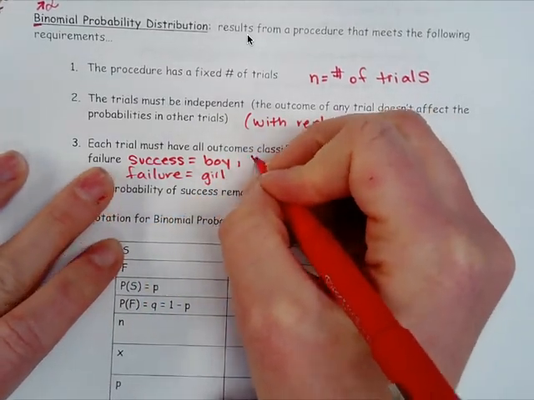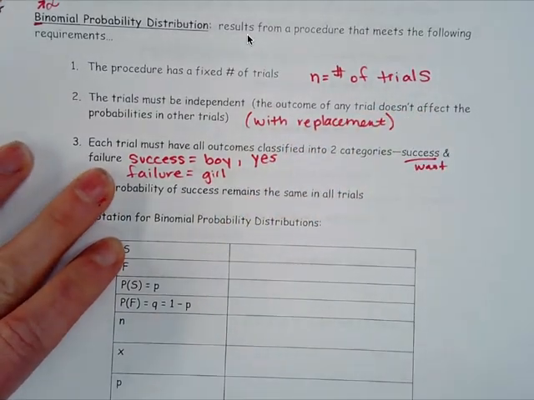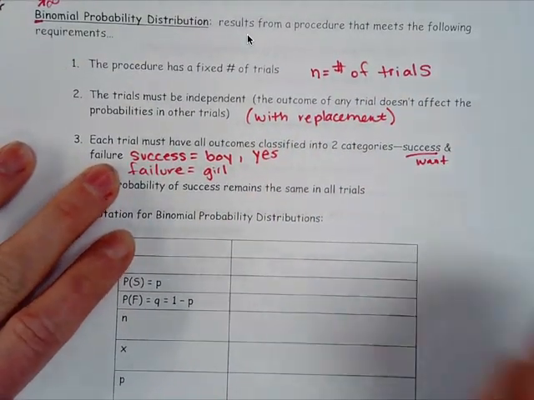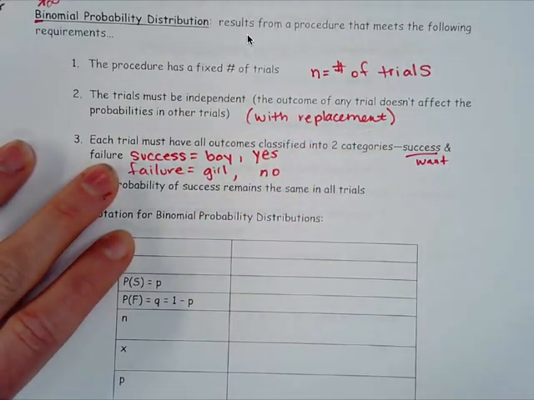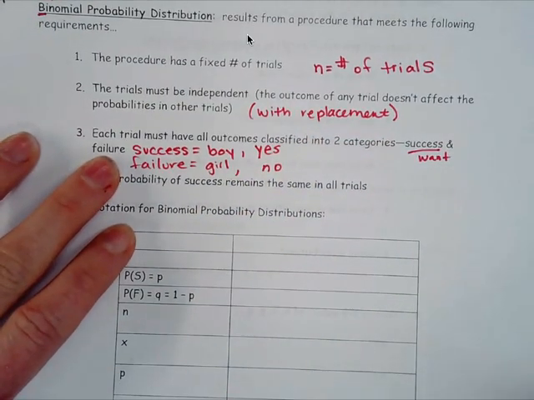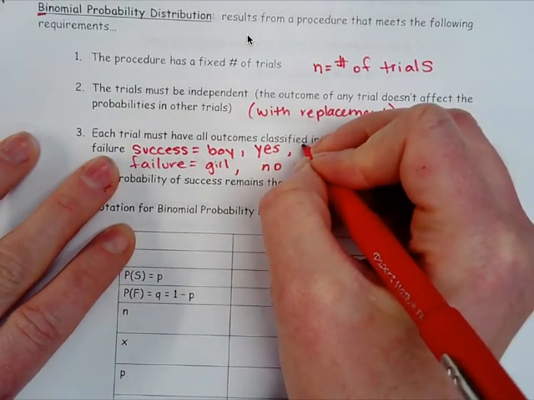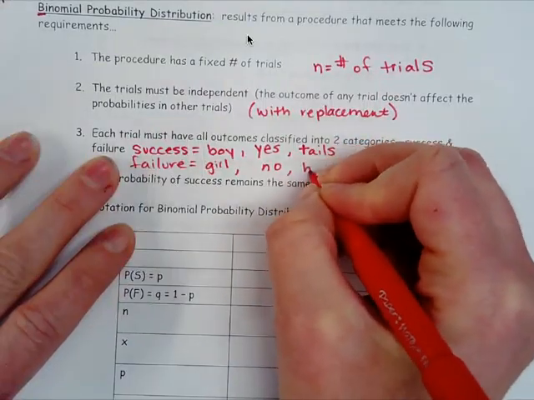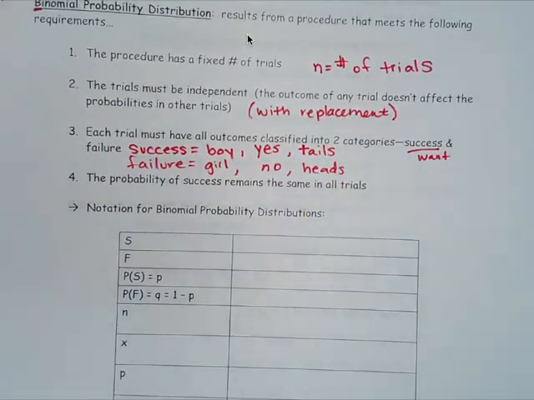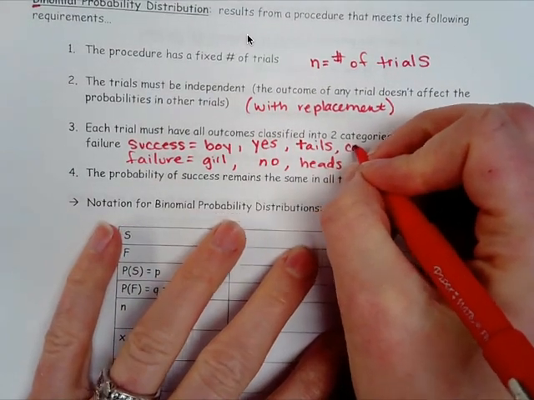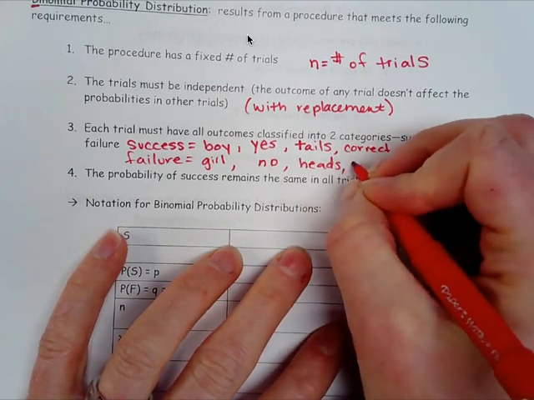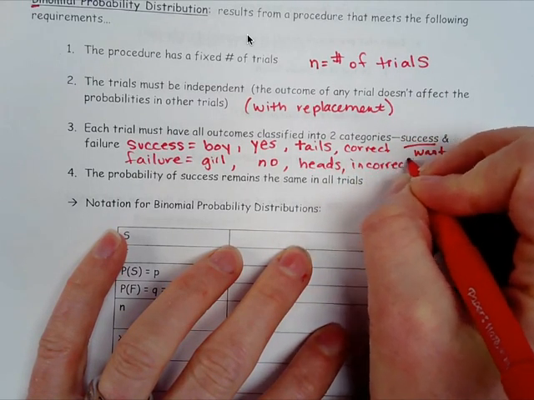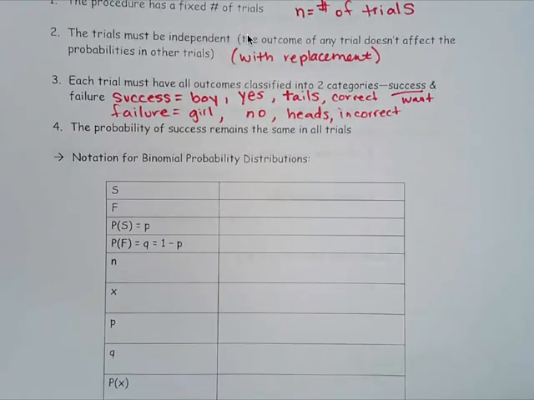Another example would be answering a question with yes as success, so no would be failure. Or if we're flipping a coin and tails is success, then heads would be failure. So there's only two options for this. One last one would be a correct answer versus an incorrect answer. So just think of success as what you want.